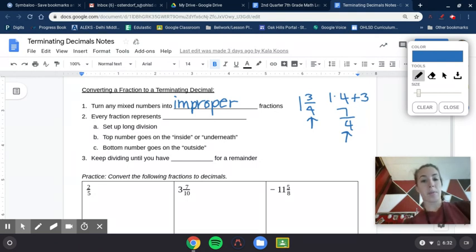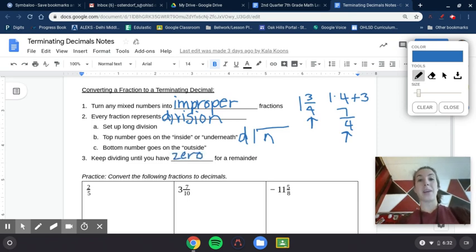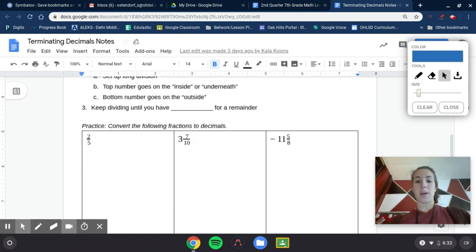Every fraction is going to represent a division problem. You'll set up using long division. Top number goes on the inside or underneath your box, and your bottom number goes on the outside for your long division. So your numerator always goes on the inside, while your denominator is always the number on the outside. Okay, you will keep dividing until you have 0 for the remainder, because these are what's called terminating decimals. Okay, so I'm going to go over 3 examples with you, and then you'll be able to practice.